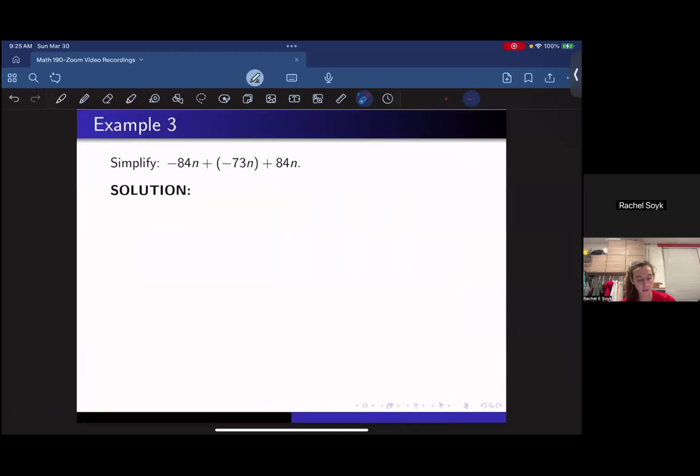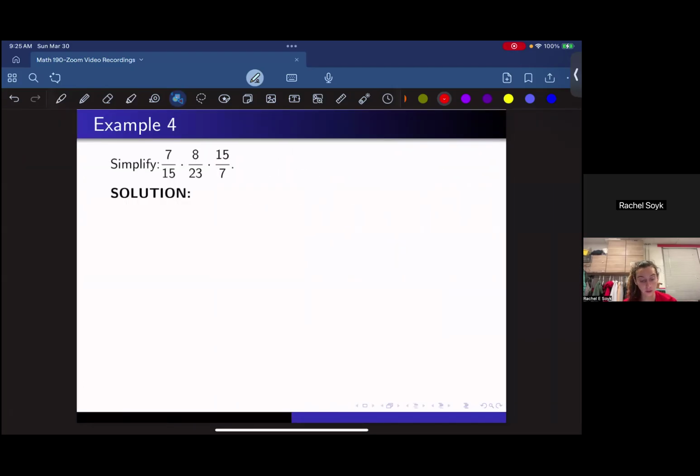Okay. So we have 3 terms here. In this case, let's combine some like terms, but what do we notice? We notice some inverse values happening. The inverse of negative 84n is positive 84n. And what does that tell us? That cancels it out. So our final solution is just negative 73n. Instead of adding them left to right, look for patterns to make your life a little easier.